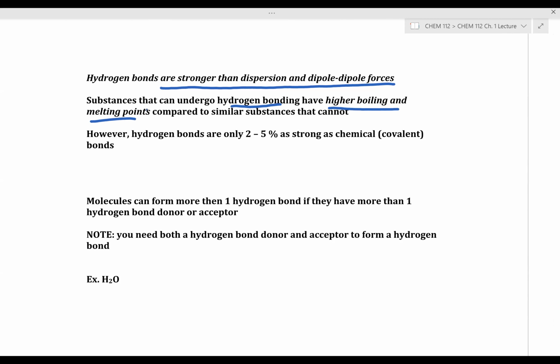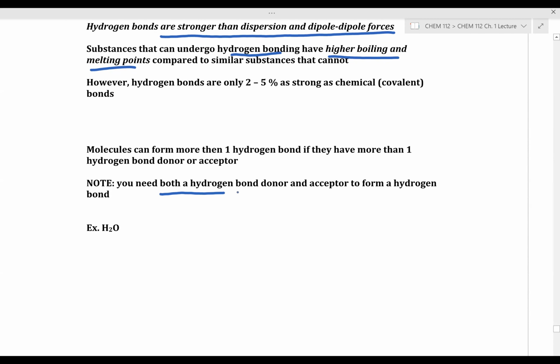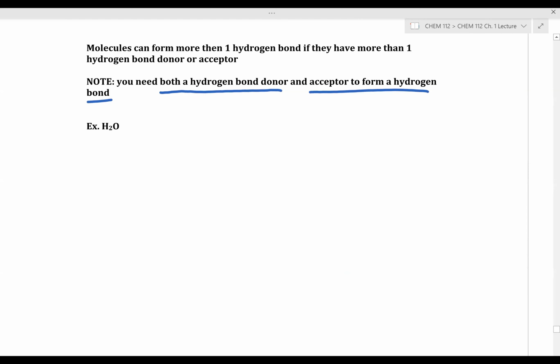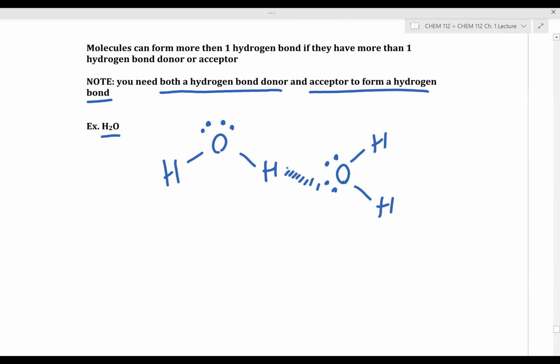Now, one thing that you need to make note of: you need both a hydrogen bond donor and an acceptor to form a hydrogen bond. And the donor and acceptor don't necessarily have to belong to the same molecule. So for example, water can form hydrogen bonds because it contains both a ZH bond and a lone pair on an electronegative atom. As a result, water has an uncharacteristically large boiling point.